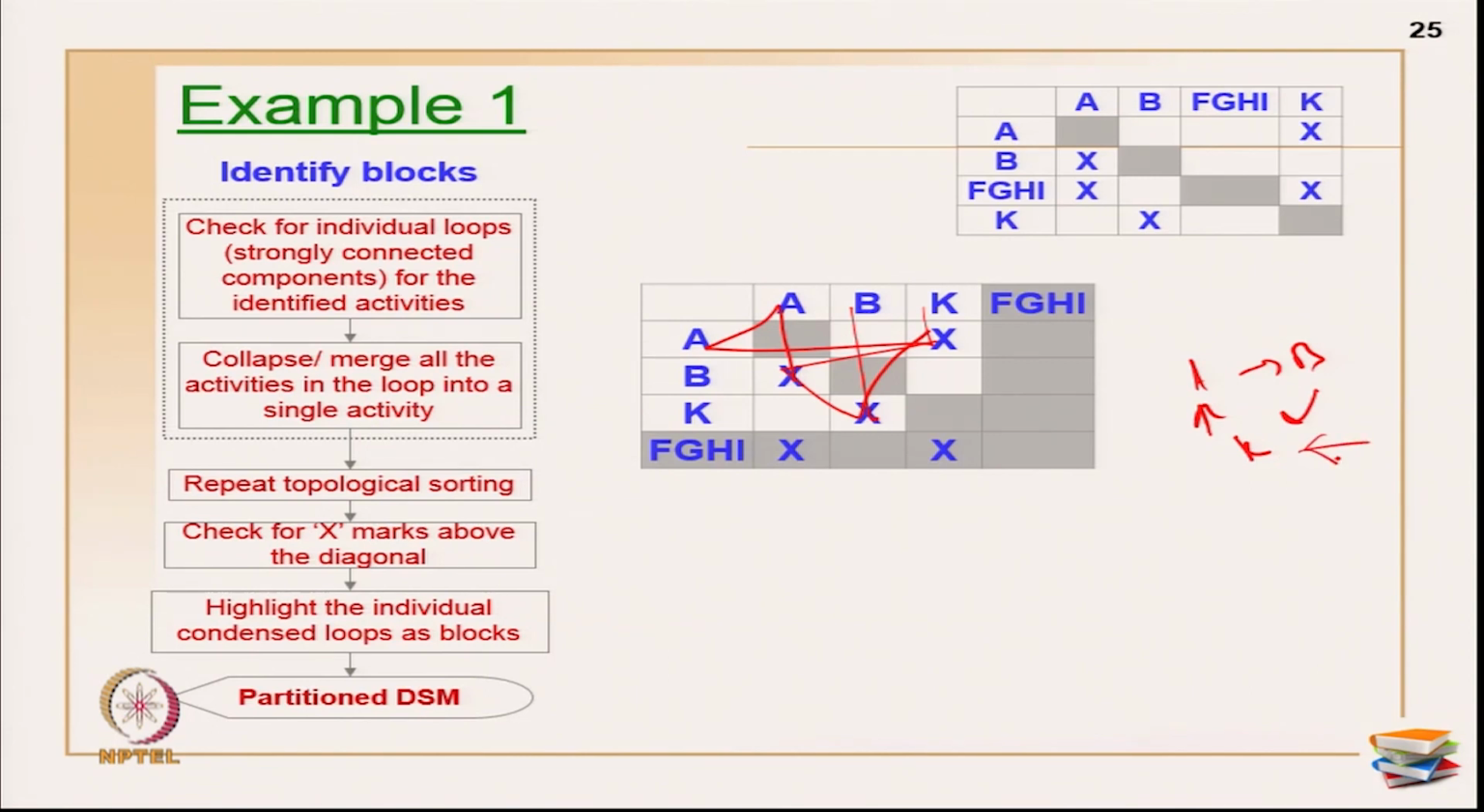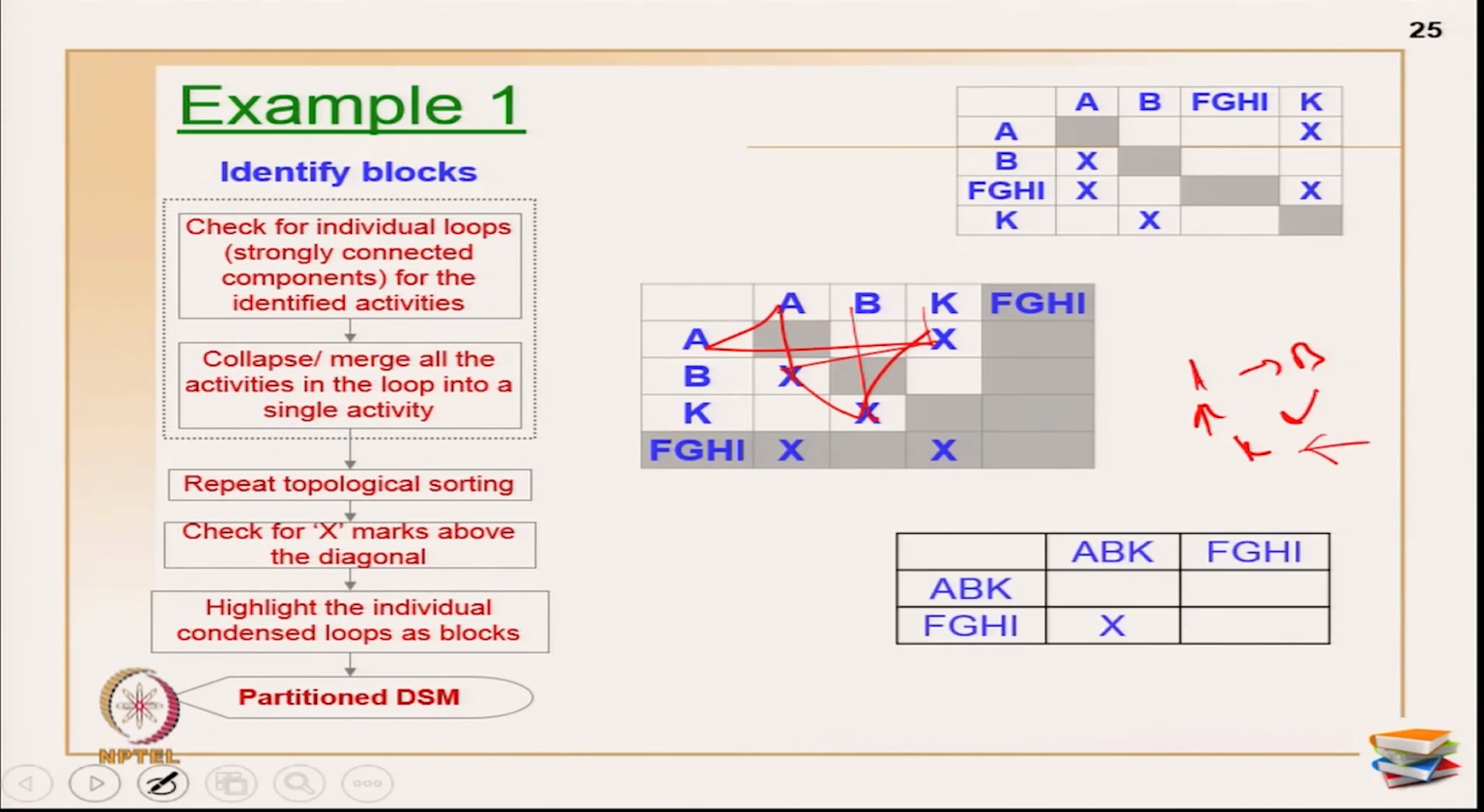So, now what you have to do is merge this A, B, K as one activity, and F, G, H, I as one activity. When you are merging, you are getting a relationship here. So, this is automatically topologically sorted, otherwise you may have to repeat the process again. Automatically I am having an X mark below the diagonal. So, this implies the matrix is sorted already.